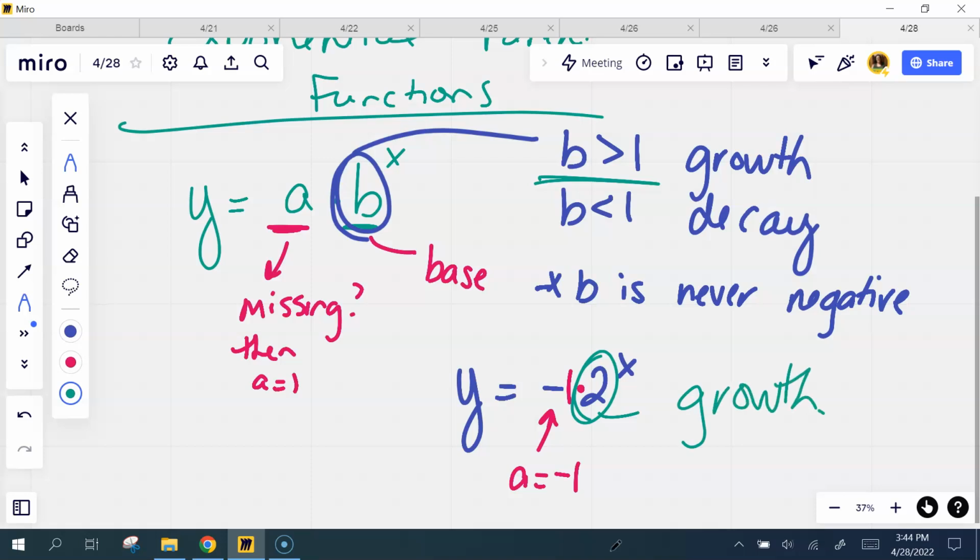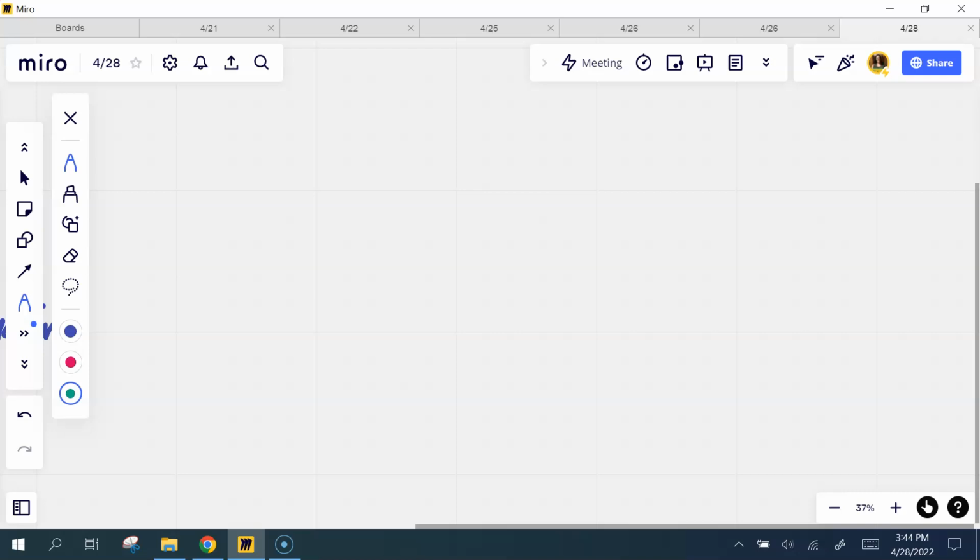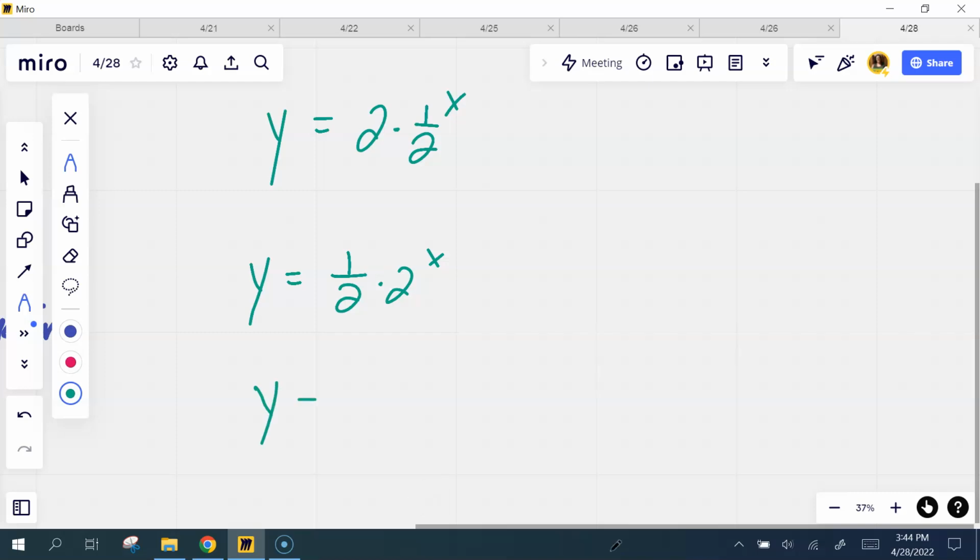Okay, so let's just give you a couple to look at, and you can take just a minute to pause and let me know if you think it is growth or decay. So let me just write it for you. Let's say 2 times 1/2 to the x. We'll switch it around and say 1/2 times 2 to the x. Let's say negative 3 to the x. And then let's say 4/3 to the x.